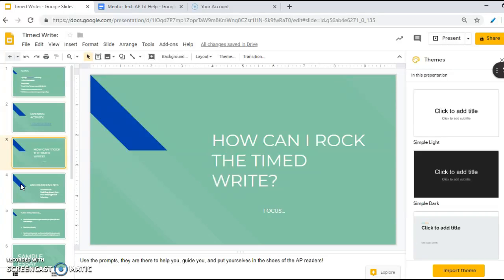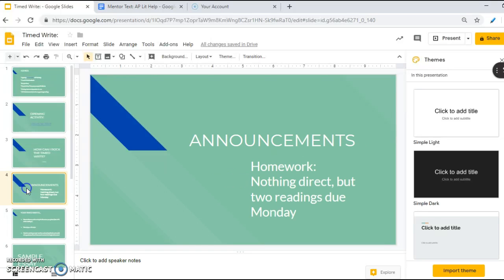The prompts that I am using are actually from a secure test, and they would be the alternative prompts that are not released on College Board. So it'll be nice to see prompts that are maybe different than what College Board has right now.